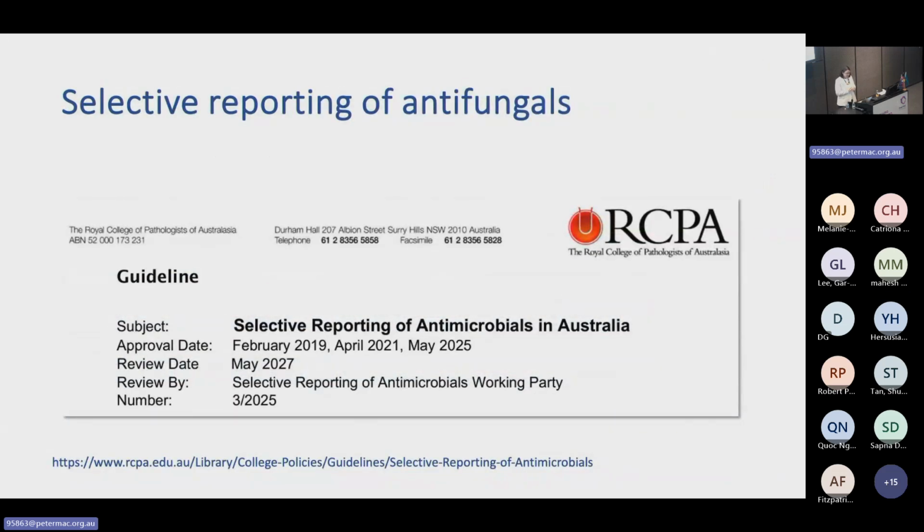Now, there is a new development in antifungal susceptibility testing, and that is that the RCPA has released an update on selective reporting, which includes advice on antifungals. So this was released at the end of May. And as we all know, this is an important component of antifungal stewardship, reporting results only for those antifungals that are recommended for treatment or that should be considered for treatment because of unexpected resistance.